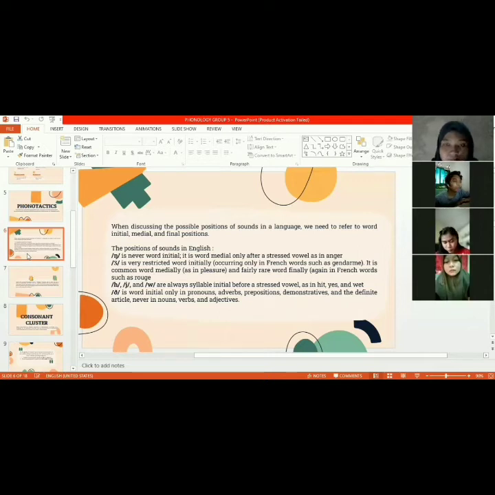And then we have the zh sound. It is rarely found word initially, only occurring in French words such as gendarme, which means police in English. But it is common word medially, as in pleasure, and fairly rare word finally, again in French words such as robe.